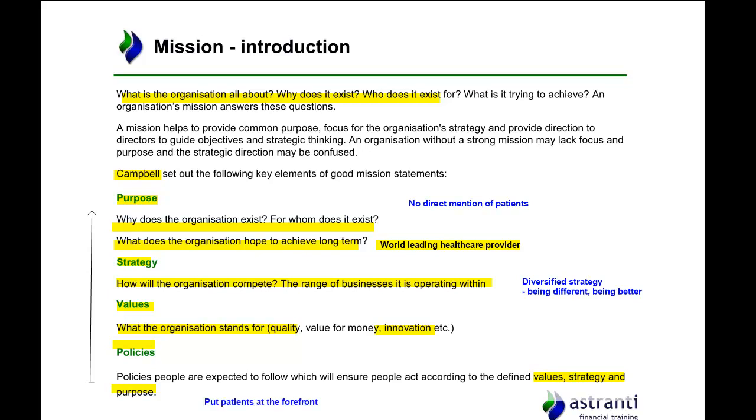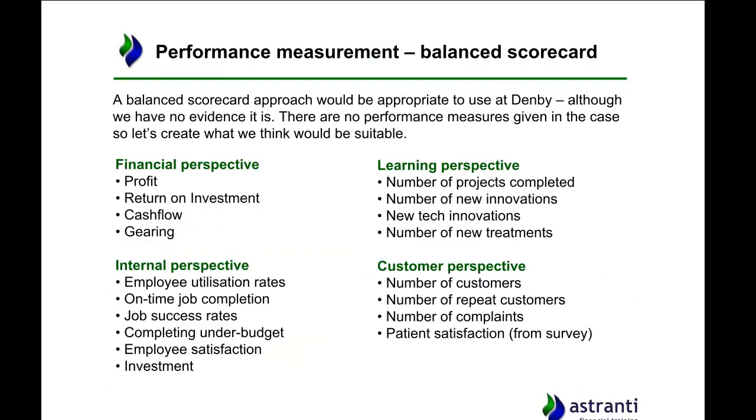But once we know ultimately what the mission of the organization is, what it is trying to achieve, we have to look at ways in which we can measure how much progress we are making. For that reason, we're going to move on now to the balanced scorecard. Now, the balanced scorecard is a very useful approach to performance measurement, and it would be very appropriate for Denby to use, given what they want to achieve, although there's no evidence at the moment that they are using it.